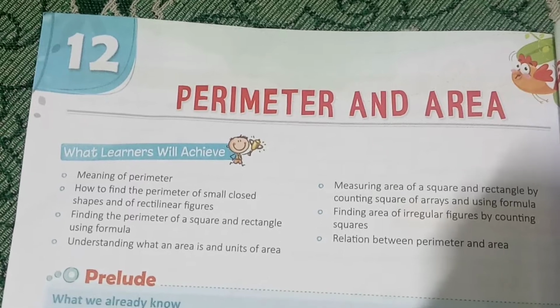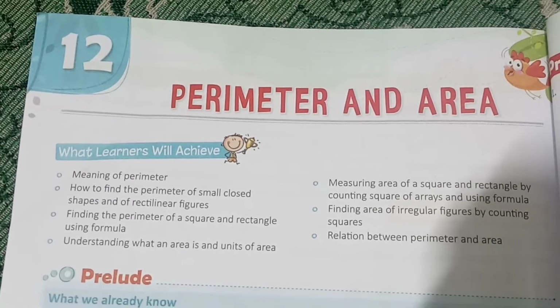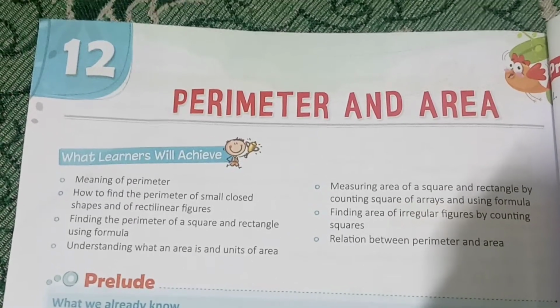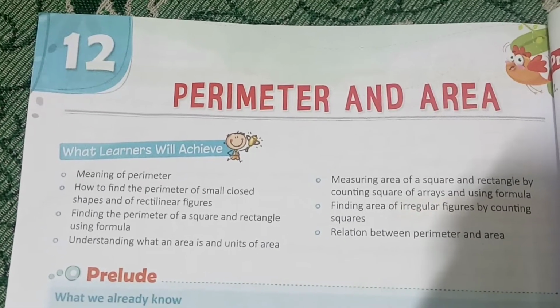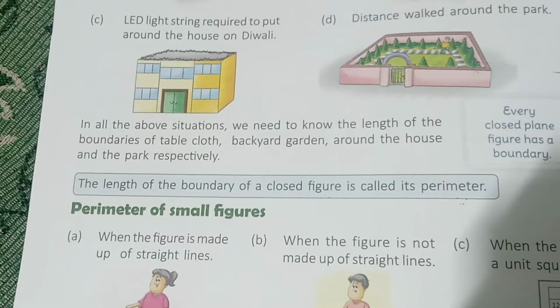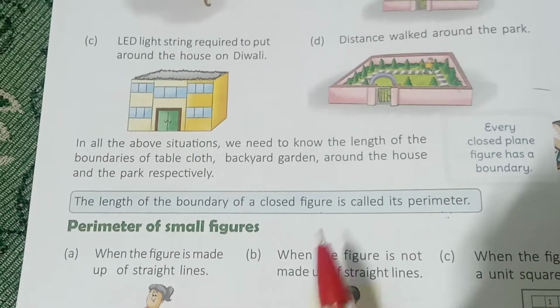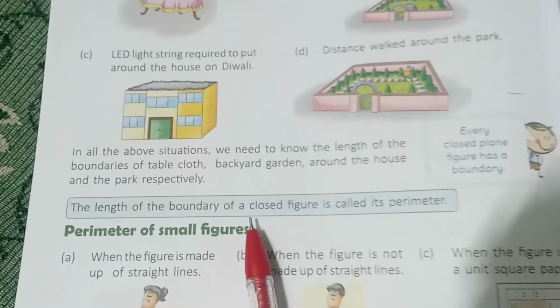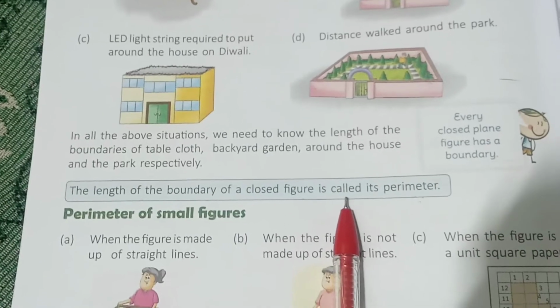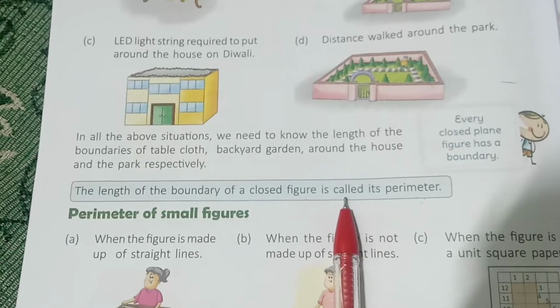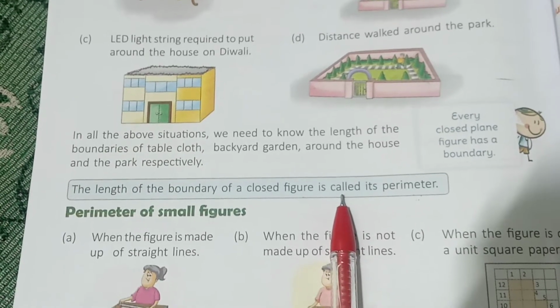Children, we are doing chapter number 12, perimeter and area. So, children, before moving to the new topic, let's revise our perimeter and area. Children, what is the perimeter? The length of the boundary of a closed figure is called its perimeter. We will discuss the formulas of triangle, rectangle, and square.